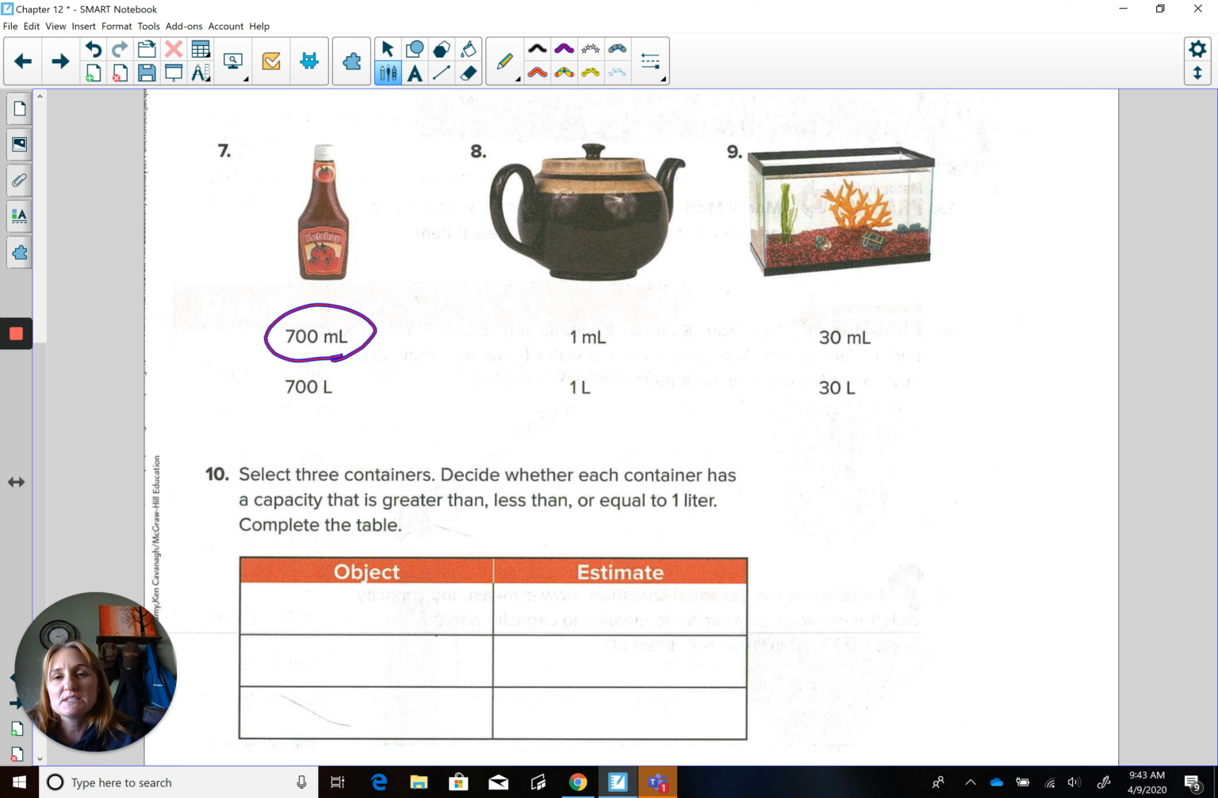Okay, this next one is a teapot, and the last one is a fish tank. I want you to think about your answers for both of those. Write them down on your lined piece of paper, and then we are going to talk about it. I am going to go on. I know you're probably not ready. Hit pause and then hit play again, so that way you can see the answers without me giving them to you. I want you to try them.